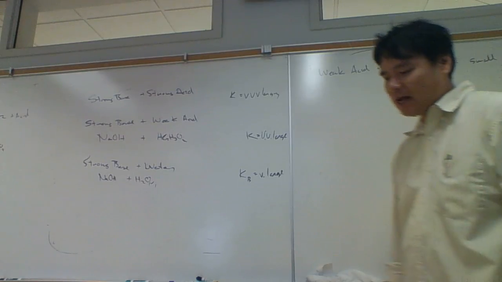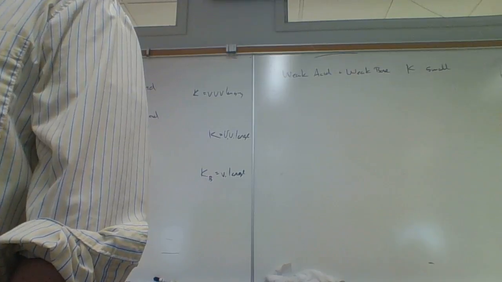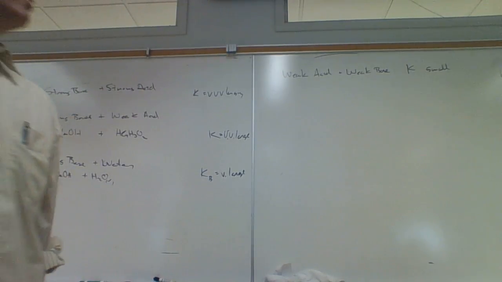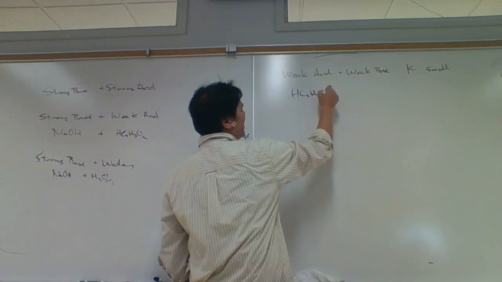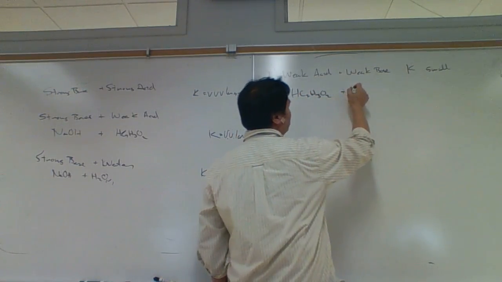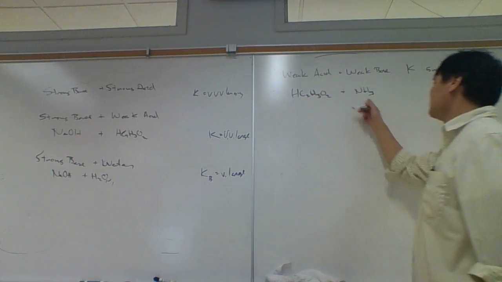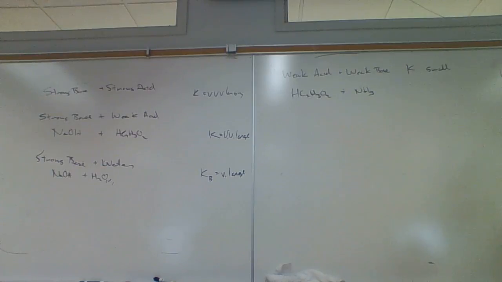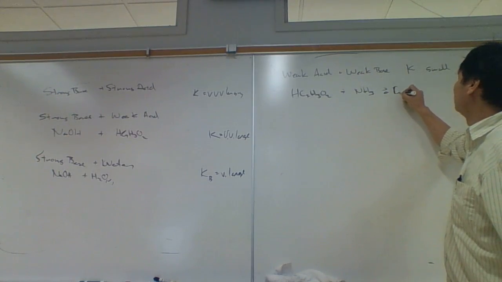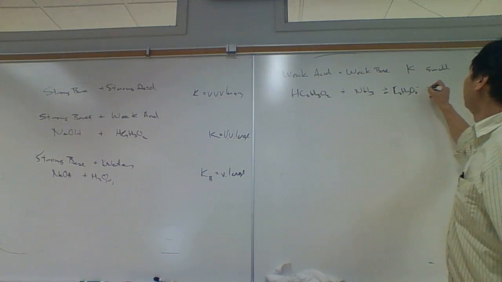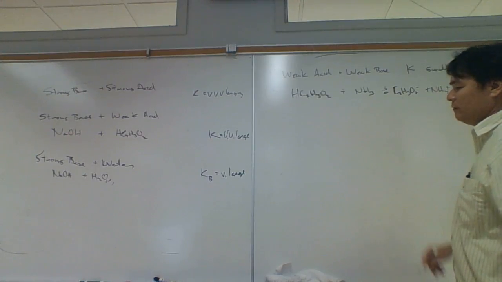So when we have a weak acid plus a weak base, things start to get much more difficult. Let's take an example here. An example would be acetic acid and ammonia. Although these are decent, they're still weak. And so acetic acid plus ammonia is going to give us acetate and ammonium. So what is the K value for this?